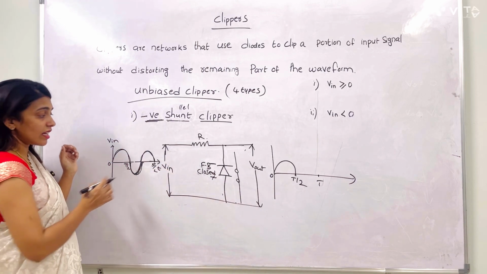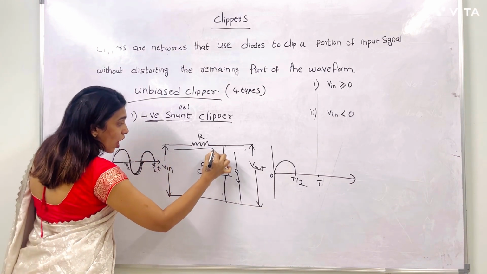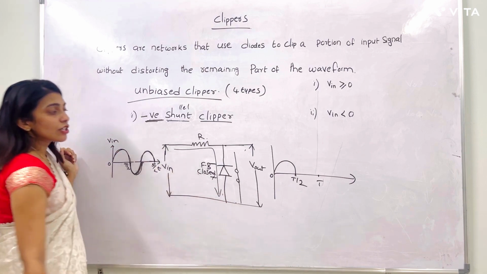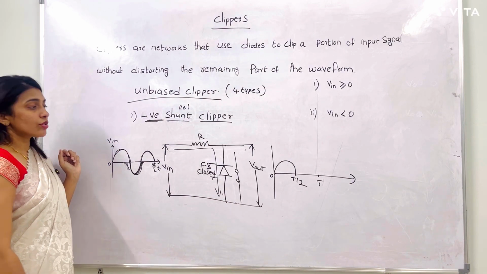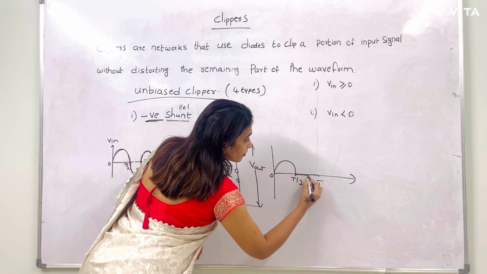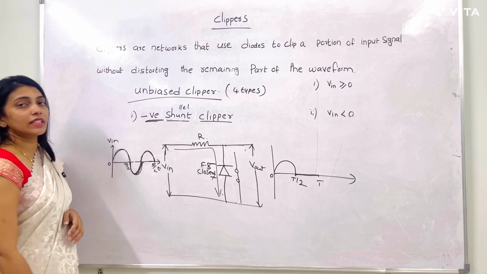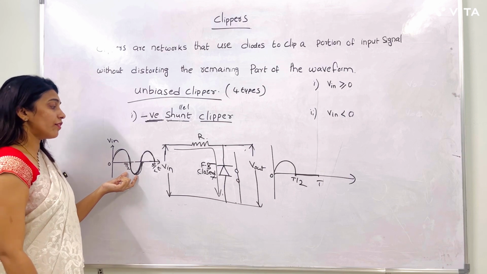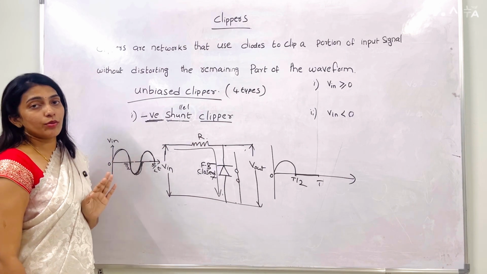In this situation, the input is shorted to the ground. So that is why at the output side we cannot get the output. Right? So that is why during the negative half we cannot get the output signal.